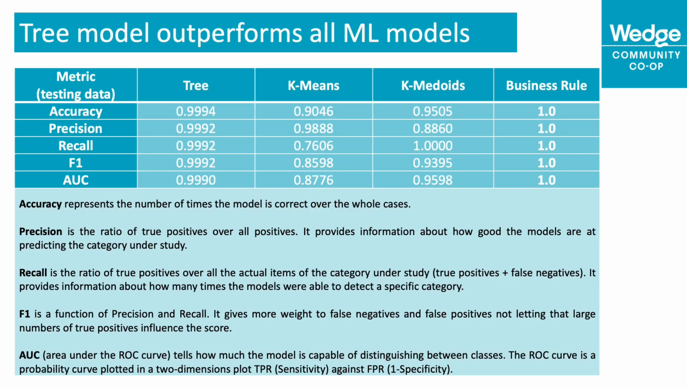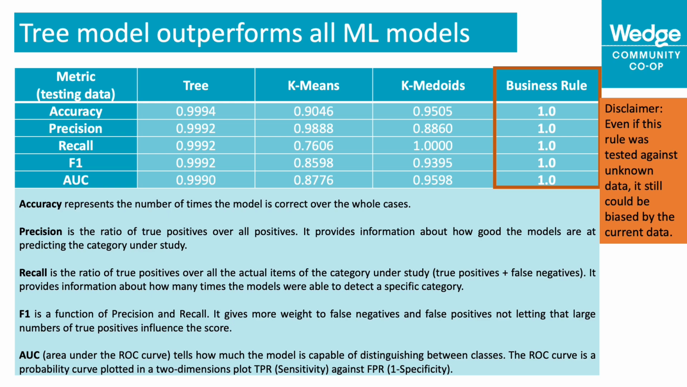3 machine learning classification algorithms were implemented: a decision tree model, a k-means model, and a k-medoids model. The table presents the performance metrics for the 3 models and the business rule using testing data, that is, data unknown for the models during their training process. The perfect values of the metrics for the business rule are unfair because this business rule model is extremely biased by the current data.